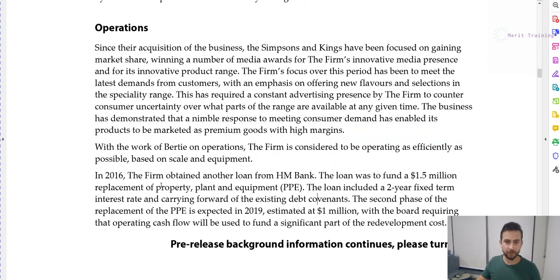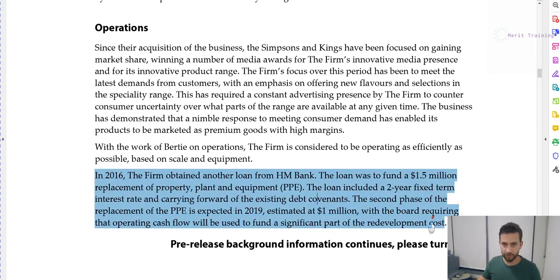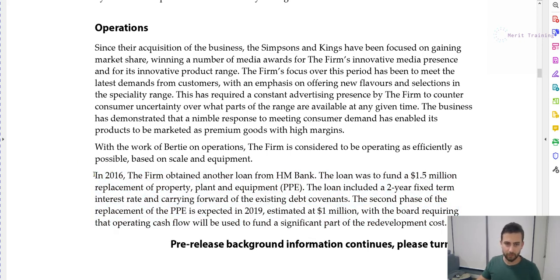In 2016, the firm obtained another loan from HM Bank. The loan was to fund a $1.5 million replacement of property, plant, and equipment. The loan included a 2-year fixed-term interest rate and carrying forward of existing debt covenants. The second phase of the replacement of PPE is expected in 2019, estimated at $1 million, with the board requiring that operating cash flow will be used to fund a significant part of redevelopment costs. So there's some important points in here. I just want to cut down the words, so I might just manually type some of these.